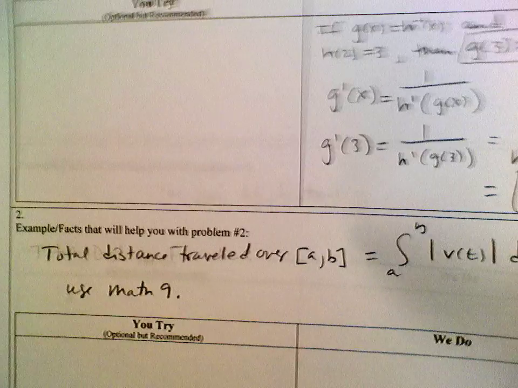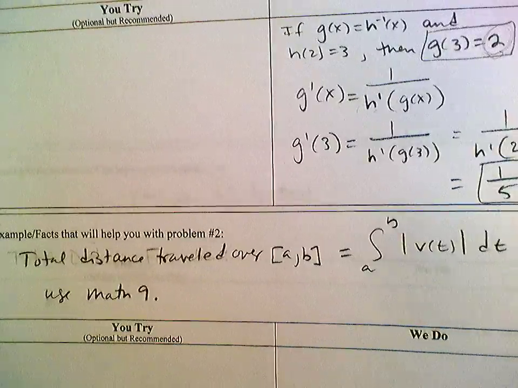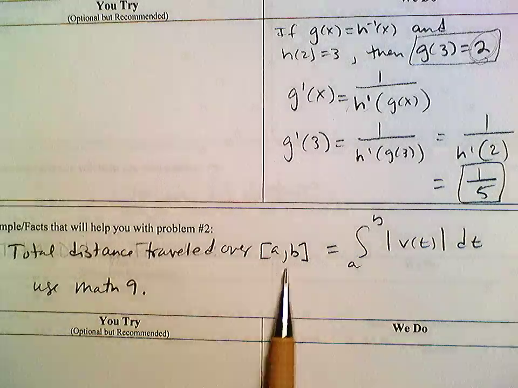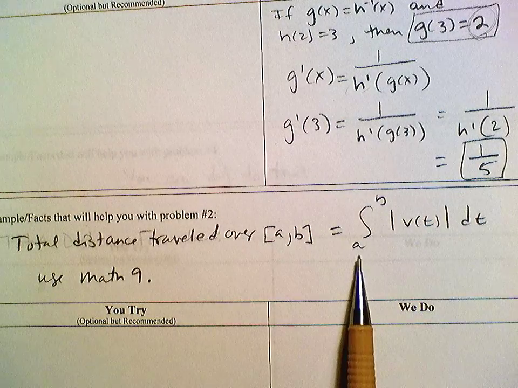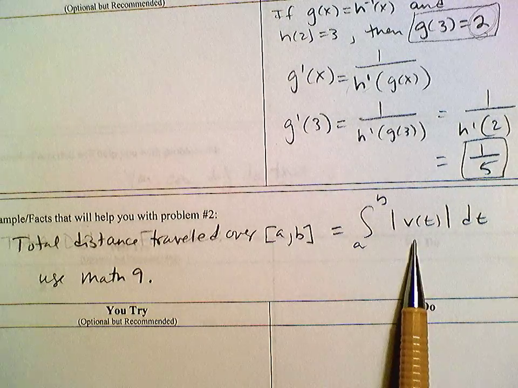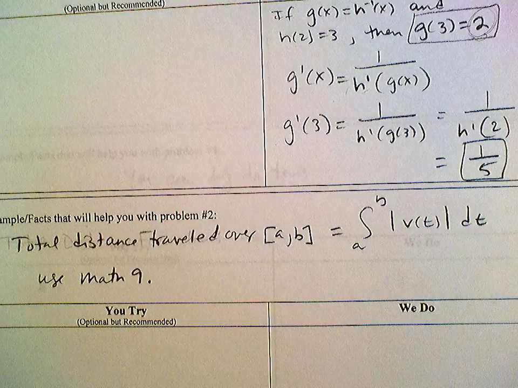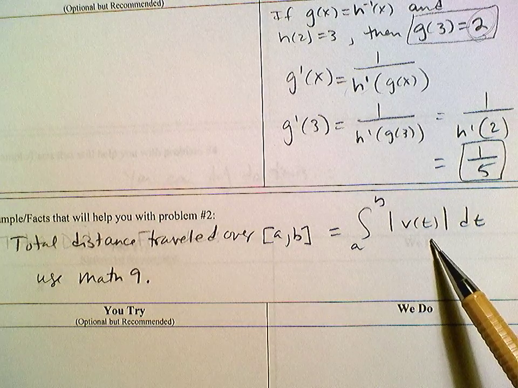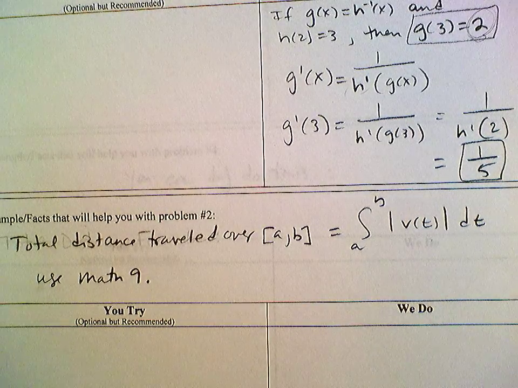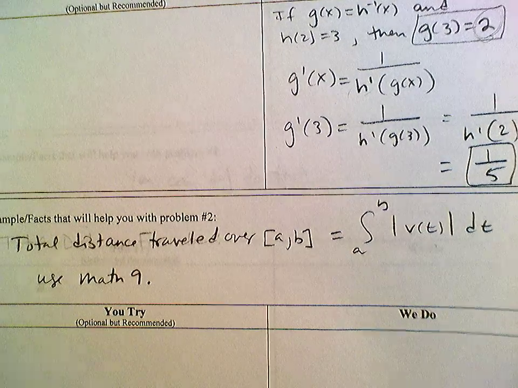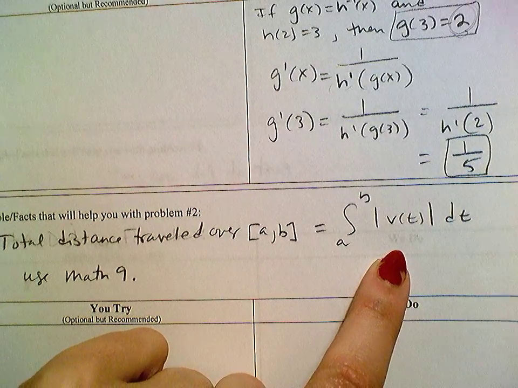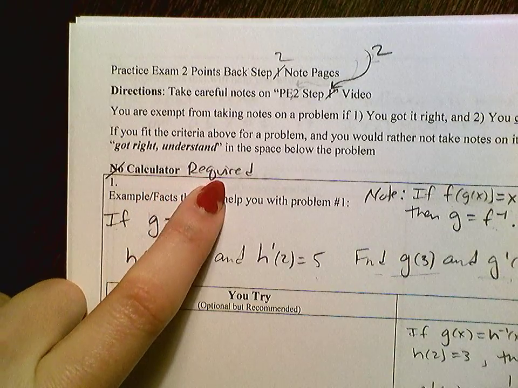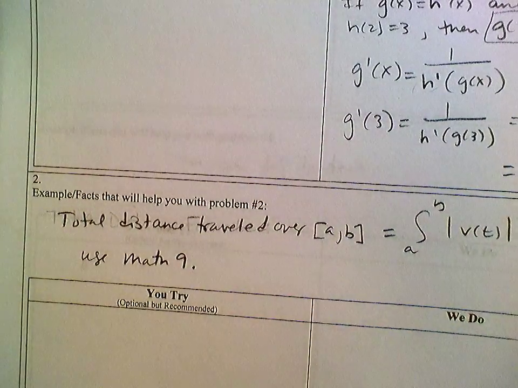Now this one, I'm not going to do a similar example, I'm just going to give you this formula. The total distance traveled over an interval, this is something that we need to know. It's the integral from a to b of the absolute value of velocity. A lot of you just did regular velocity, but it's the absolute value of velocity for total distance. Then you set that up, use that formula, and then you use Math 9, calculator required.